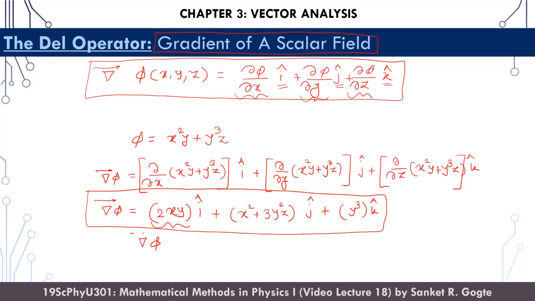So let me write it like this. This is the x component of this operation. This is the y component of the operation, and this is the z component of that operation. Now given any point x, y, z, you can calculate the gradient of the scalar field phi at the point. All you need to do is plug in values of x, y and z in this relation.